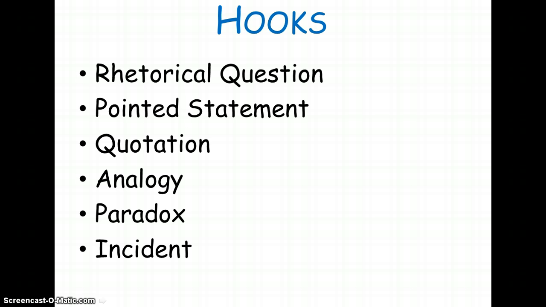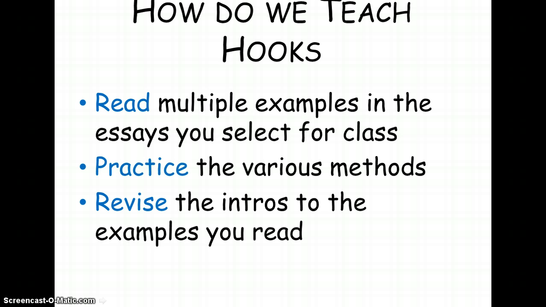What I want you to do is, you look at all of these various hooks, think about the stuff you've been reading and see where you see them at play. That's why we teach hooks using multiple examples of the essays you select in class. You select essays, you use them to teach the hooks, you look at how the writer introduces the topic and builds to a thesis. You practice various methods, all of those options that were on the previous slide. You practice them the same way you do invention, getting students to try them all on for size and maybe find the one that works.